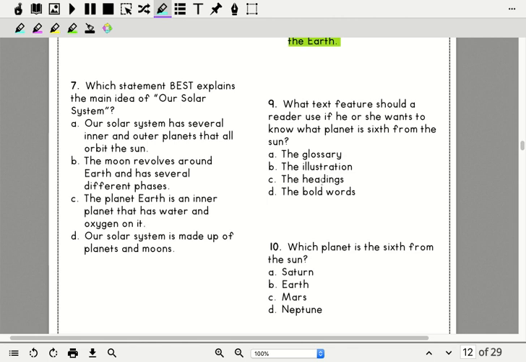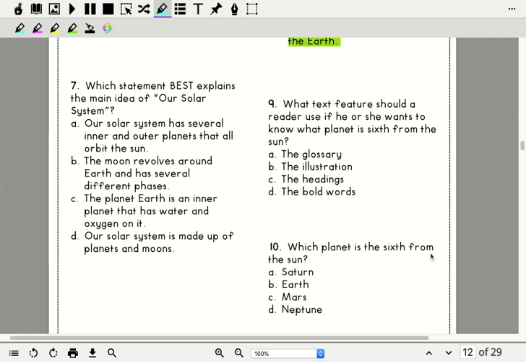Over here is number 9. What text feature should a reader use if he or she wants to know what planet is 6th from the sun? So, am I going to use the glossary for that? A glossary tells me definitions. The next one says illustration. An illustration is the same thing as a picture. C, the headings. Okay, those are your title words. Or D, the bold words. So, which one of those is going to help us figure out which planet is 6th from the sun?